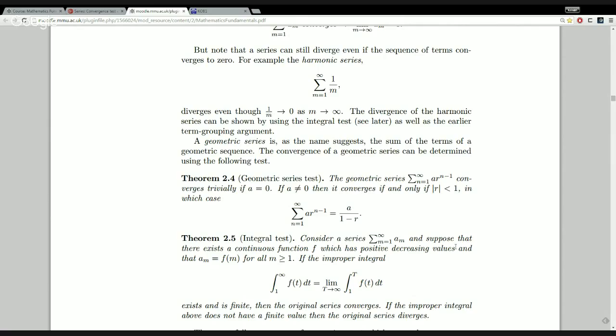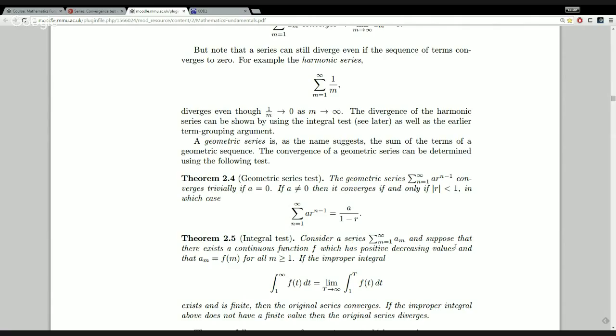Maybe let's try another one. Sum from n equals 0 to infinity of minus 4 to the 3n by 1 over 5 to the n minus 1. Let's try this one.